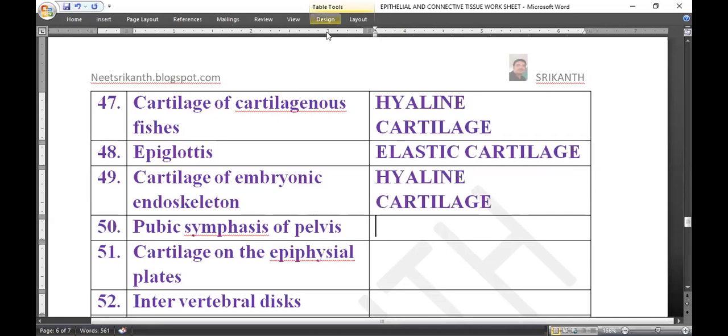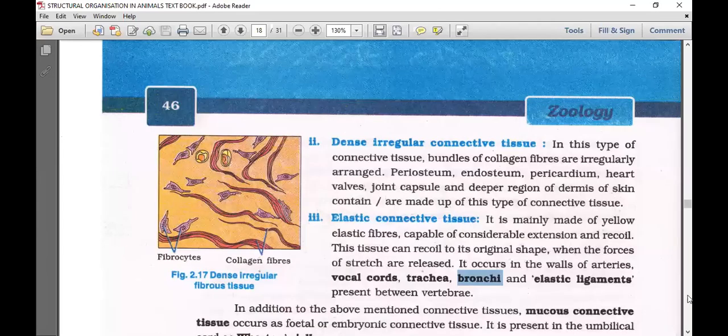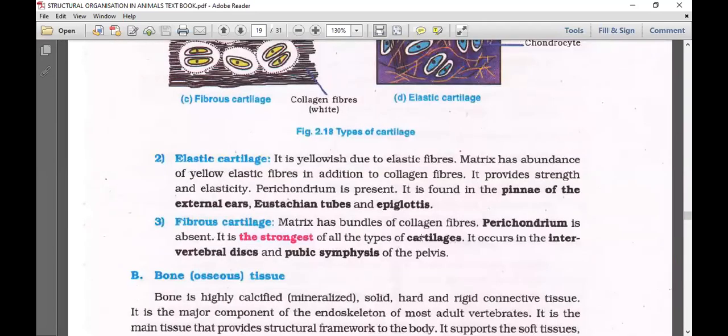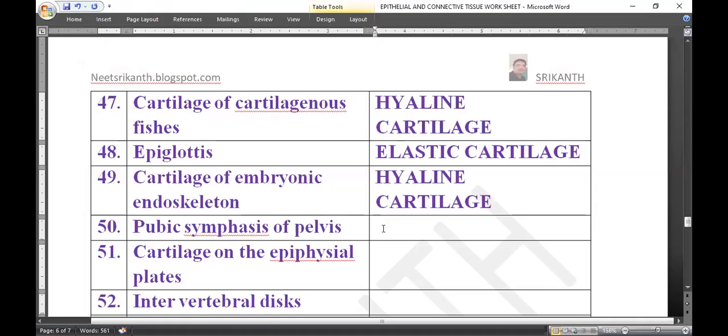So pubic symphysis of pelvis. That means you have a problem here. Let's go and check in the examples of fibrous cartilage. You see here: intervertebral discs and pubic symphysis of the pelvis. Now I'm showing this while filling. If you have any problem, you check in the text even. So what is the cartilage? Fibrous cartilage.